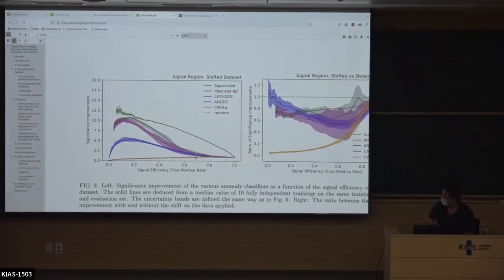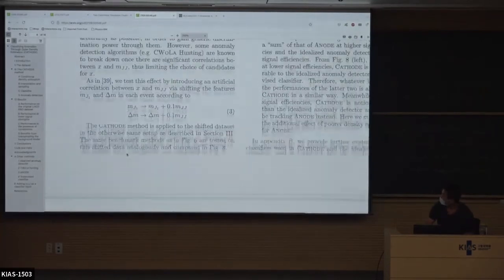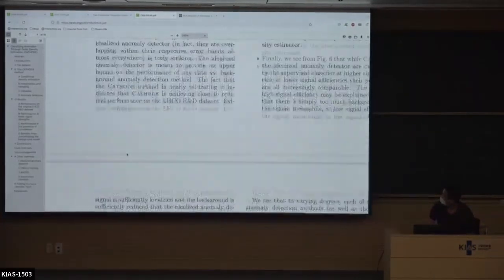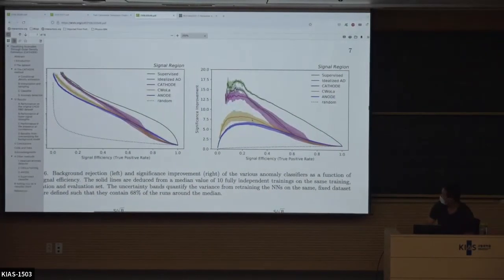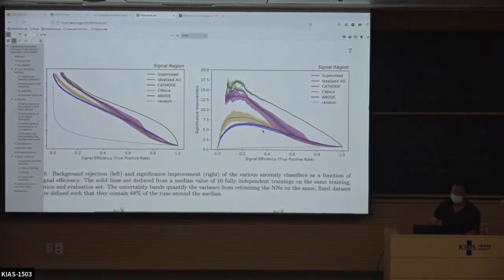And then here's the significance improvement of ANODE. Oh no, sorry, I'm showing you the wrong plot. That's with correlations. This is the right plot. Okay, so this is comparing all these different methods on the same toy data set. And as you can see, ANODE performs the worst in this case because these features we chose are fairly uncorrelated with MJJ, and CWoLa performs a little bit better.